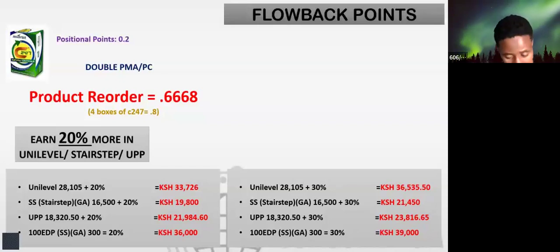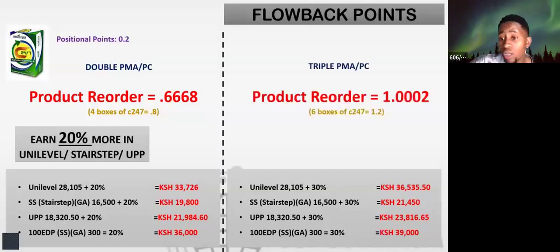So if you do your double PMA and you are supposed to earn, let's say, 28,000 as Unilevel, you'll get an additional 20%. If you do triple, which is 1.0002, you'll get an additional 30%. Remember, Unilevel, Stairstep, and UPP are supposed to be paid every 15th.